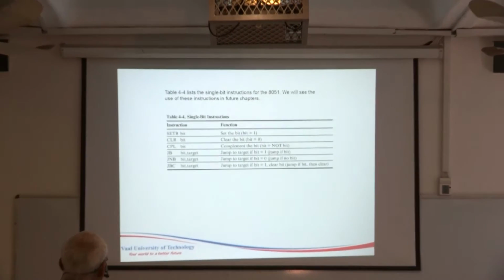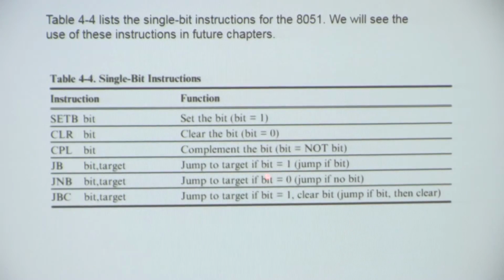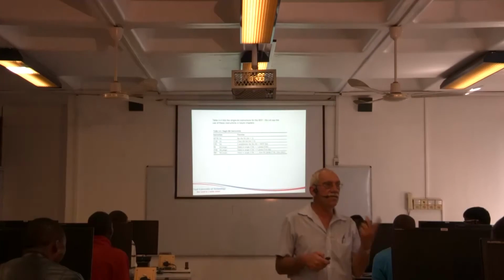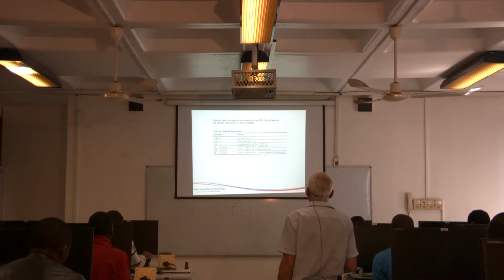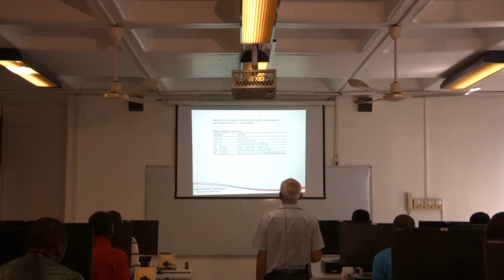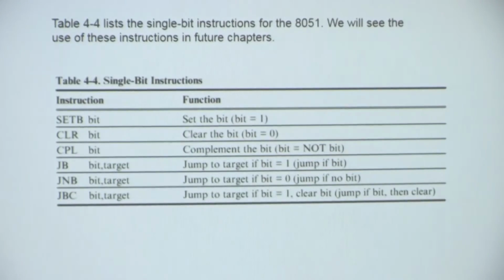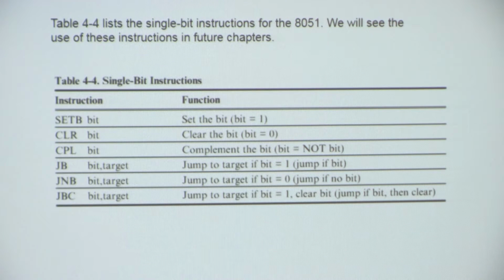Then we've got complement. Then we've got jump bit. Jump to target if the bit is a 1, because it's jump bit. That means a 1. So then I jump to target, and target is a label wherever you want to jump to. And then you get jump not bit. Now not, we know in all the digital stuff that we dealt with, as soon as you say not, we know that is a 0. So then if the bit is not 0, then it will jump to the target. And if it is 0, then obviously it will continue, it falls through the program. And then the other one is jump to target if bit is set and clear the bit.